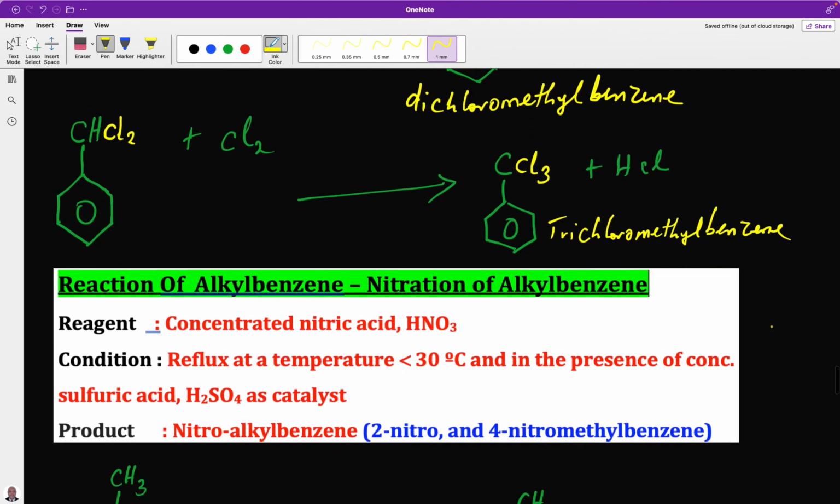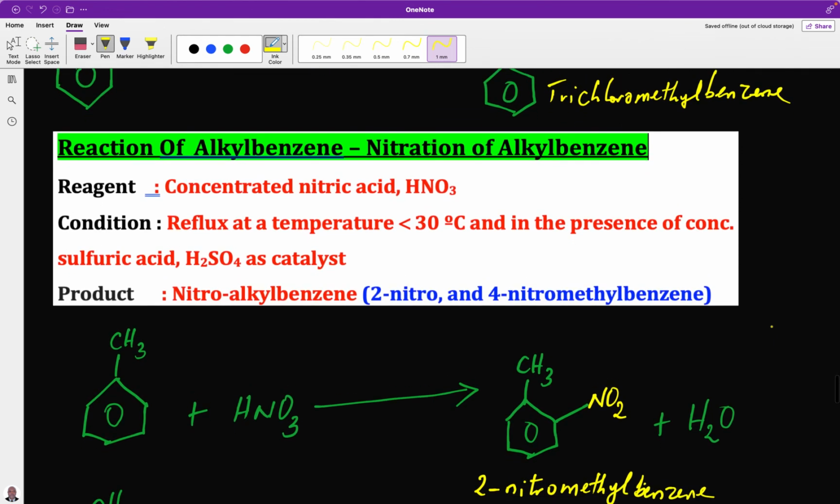We went further to the nitration of alkylbenzene. As I told you, if you want to know the mechanism of nitration of benzene, you visit our previous video on the reaction mechanism. Now, this is an alkylbenzene, methylbenzene, that is reacting with the same reagent. The nitronium ion that gives the nitro group is produced by reacting concentrated nitric acid in the presence of sulfuric acid, which is a catalyst, at a temperature less than 30 degrees Celsius. All these are refluxed under this temperature condition.